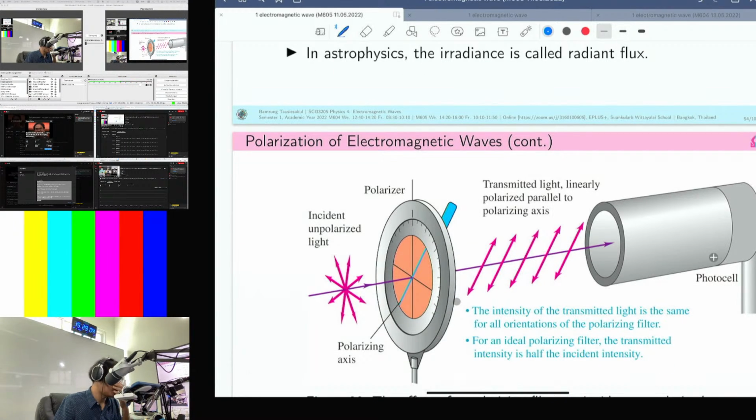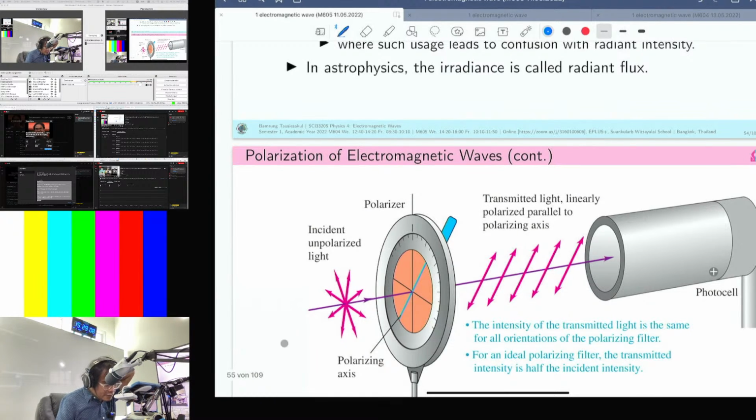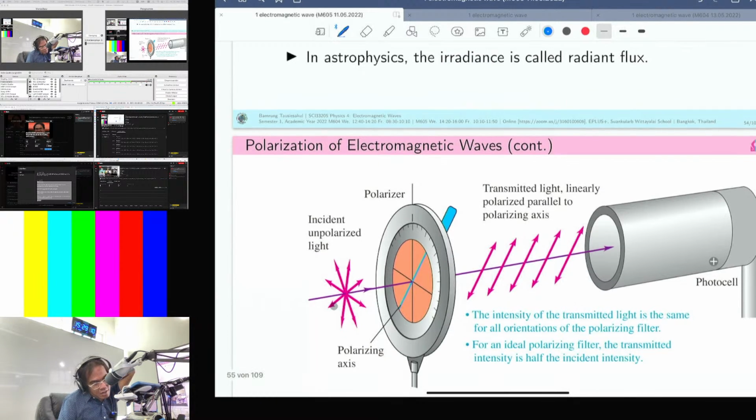It's watt per square meter. Okay, what is that? You start from unpolarized light like this. Okay, the light that has every direction for the E field orientation. We call it unpolarized light.